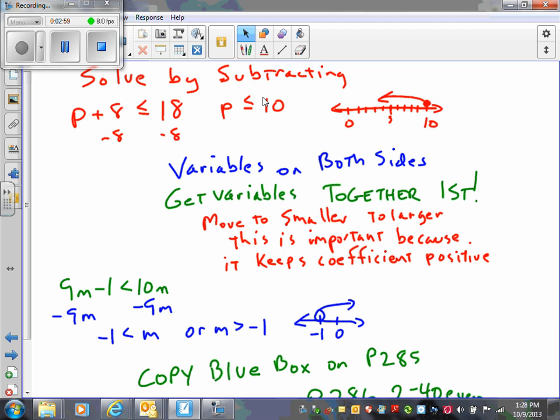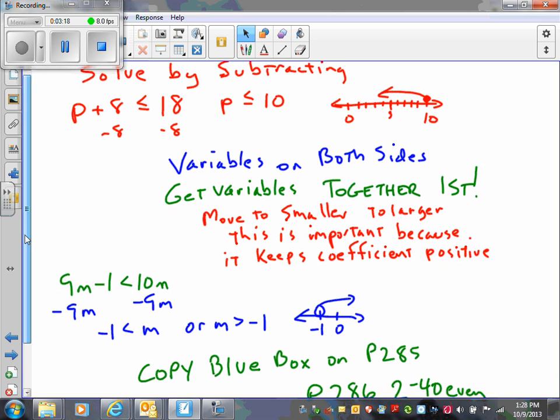If we're solving by subtraction, that means we were adding in the initial equation. If I have p plus 8 is less than or equal to 18, I subtract 8 from both sides, I get p is less than or equal to 10. So I go out to 10, I put a dot on 10, and I draw my arrow to the left because that's where the numbers less than 10 are.